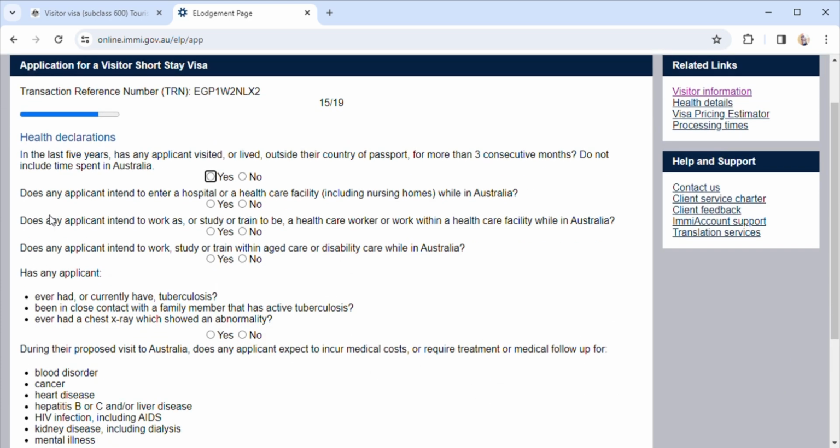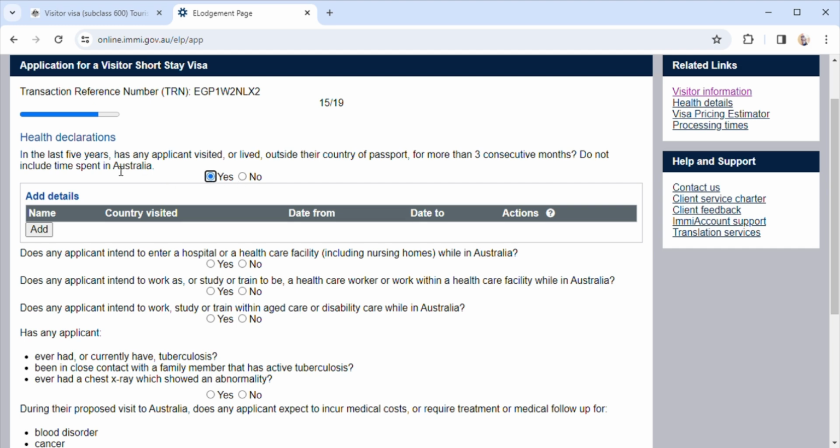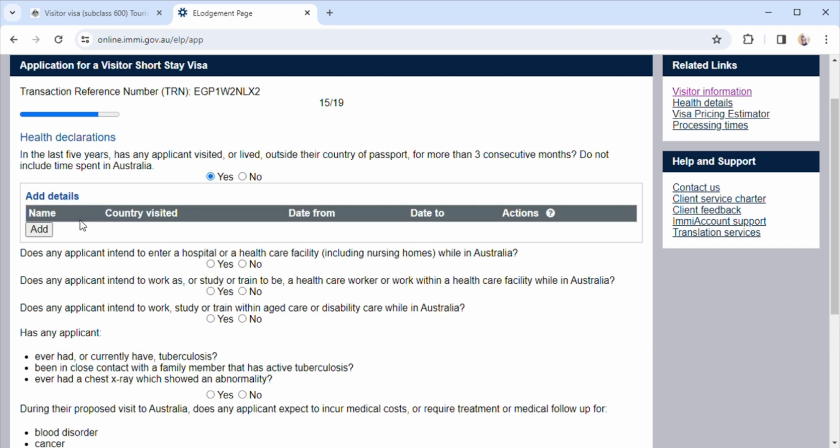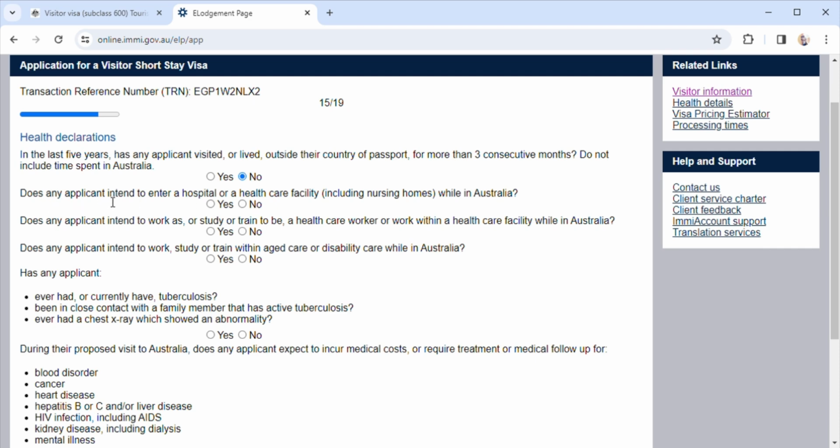So here basically they are asking, in the last 5 years, has any applicant visited or lived outside their country of passport for more than 3 consecutive months? You may say yes or no. If you don't belong here, you say no. If you say yes, you put the details here. You understand? But me, I will say no. Does any applicant intend to enter a hospital? You say no. Does any applicant intend to work? No, because remember, you are going for the visitor visa, you are going to attend a conference, you are not going to work. You say no.